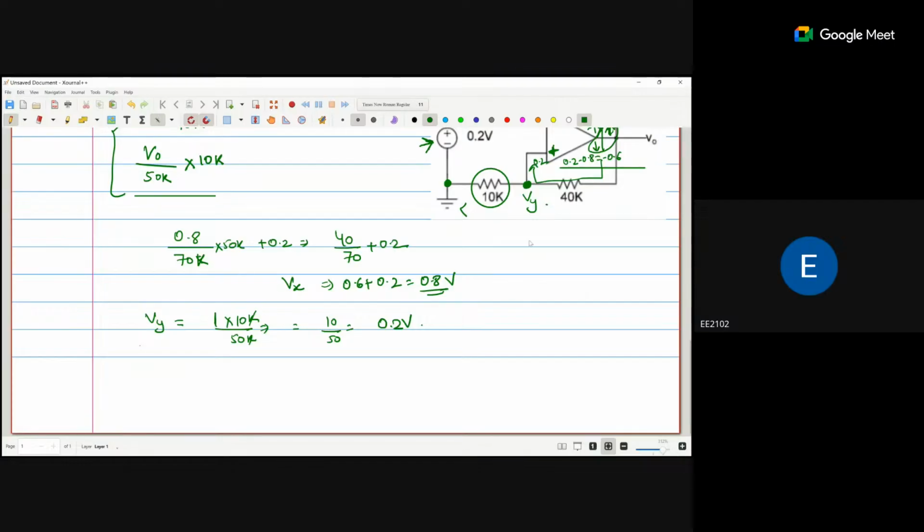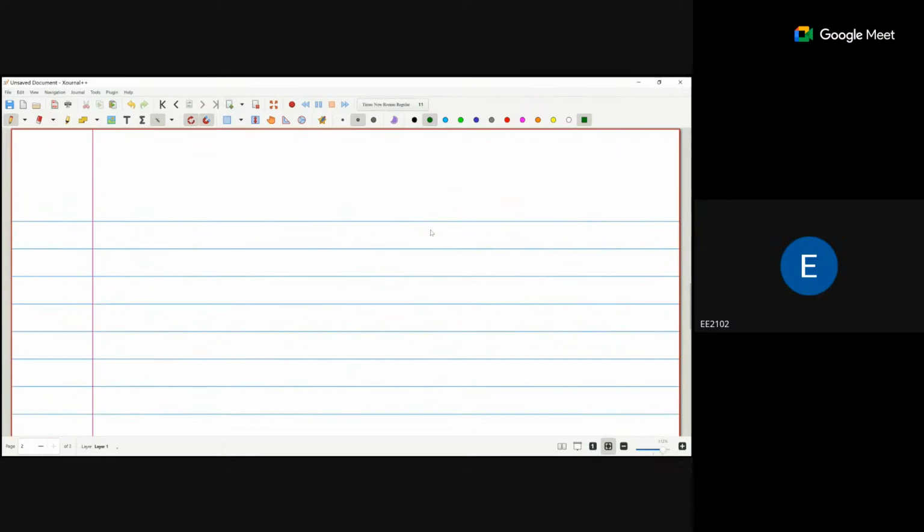Now someone says to me, can you please solve the mock paper in tomorrow's session? Okay. So we will take this question as a mock.